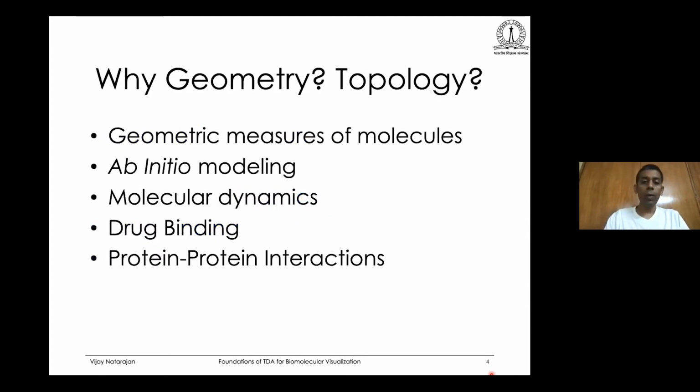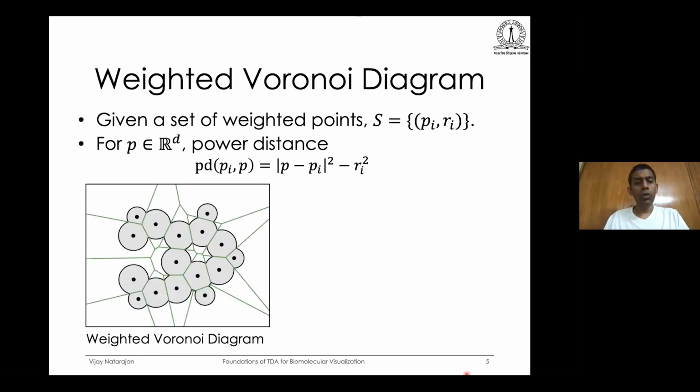So why geometry? Why a geometric representation of biomolecules? The obvious first answer is, like I said, it helps capture various geometric measures such as volume, surface area, and so on. But in addition, it plays an important role in several simulation and computational tasks, such as ab initio modeling, molecular dynamics, the study of how drugs bind to various active sites on proteins, and the study of protein-protein interactions. So let me jump in by talking about one representation, so we have a sense of the kind of geometry that plays a role here, and then move on to topology.